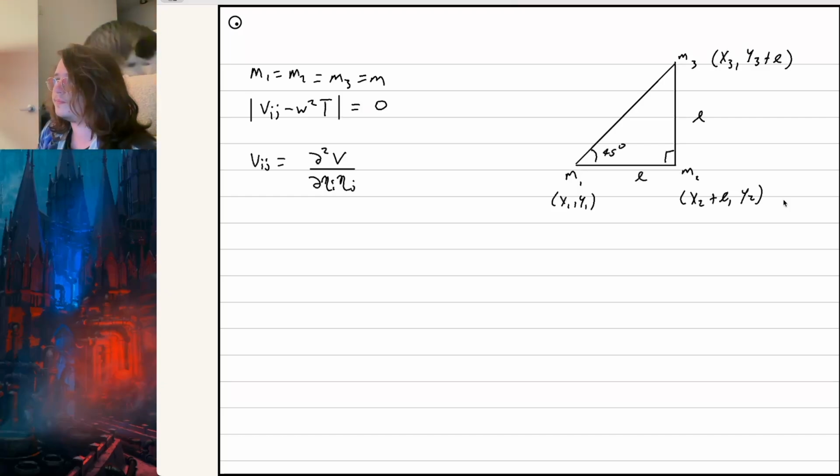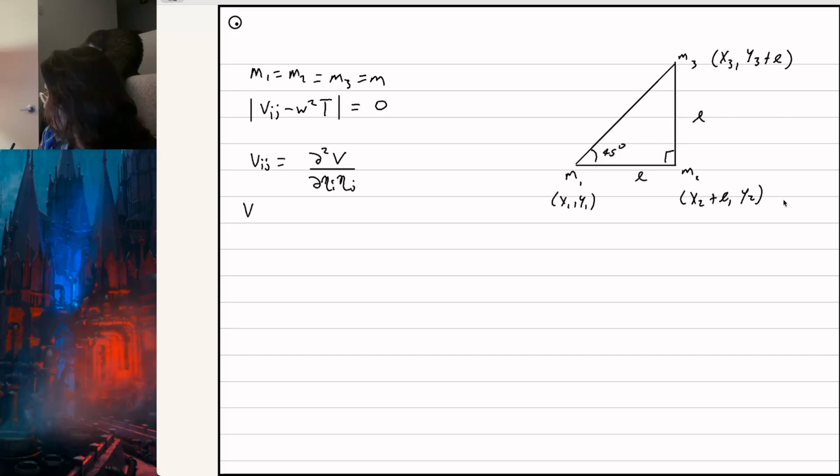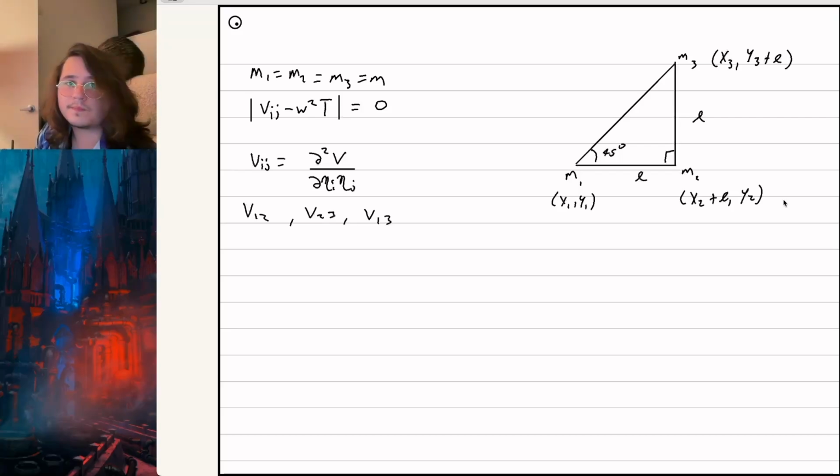The way that I've defined each of these masses and their positions means that the potential is going to have three terms: the potential energy that 1 and 2 cause on each other, the potential that 2 and 3 cause with each other, and the potential that 1 and 3 cause with each other. Each of these is just a spring potential, so that's not too bad to think about.